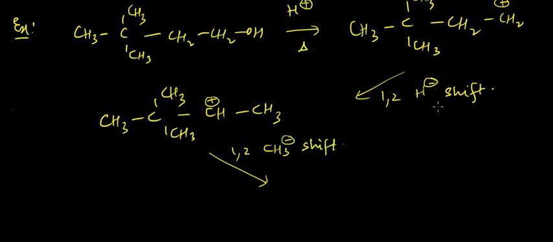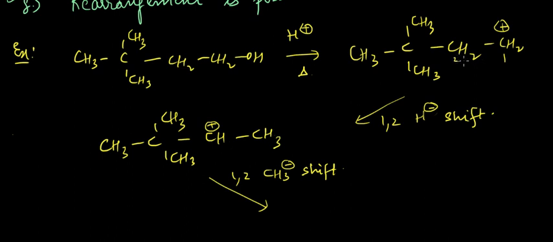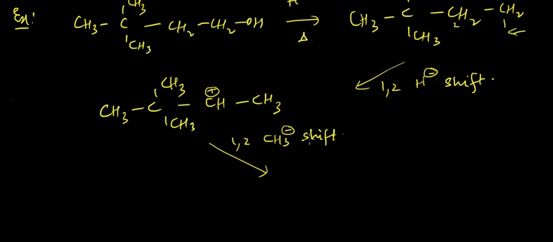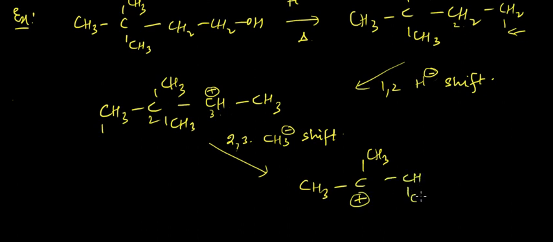Why am I saying 1,2 here? Because you can count the number of carbon atoms from here in this case, and you can count the number of carbon atoms from here in this case. So it would be basically 2,3. It's correctly written, it is a 2,3 CH3 minus shift. So what will happen is we'll get a positive charge here, and CH3 and CH3 here.